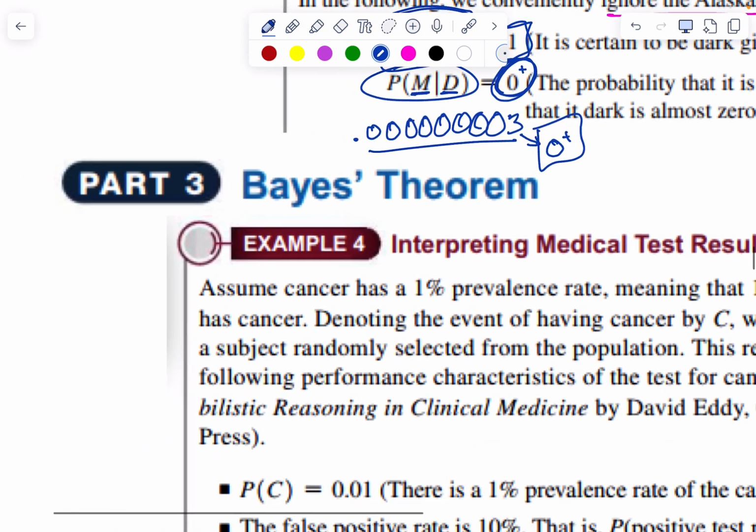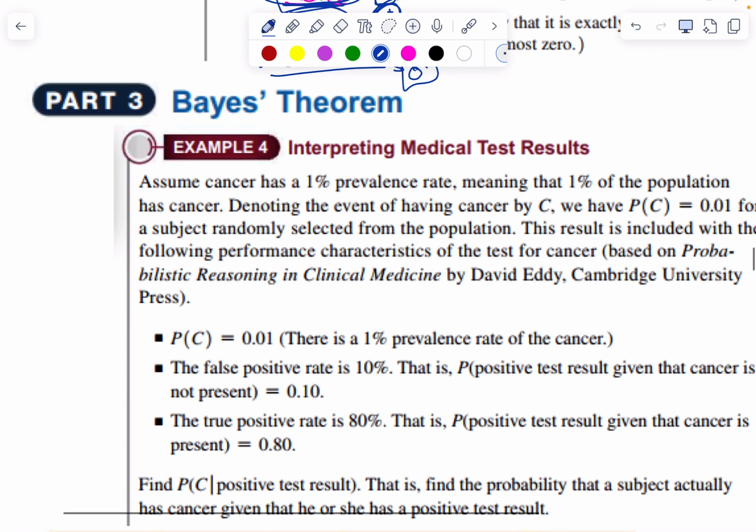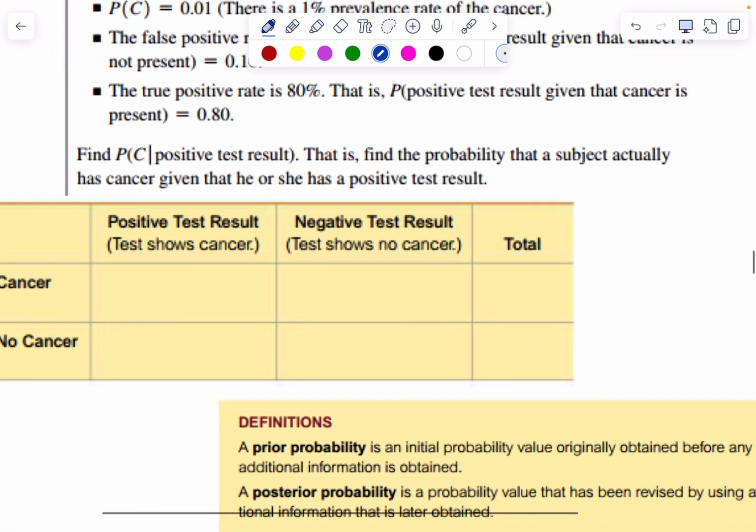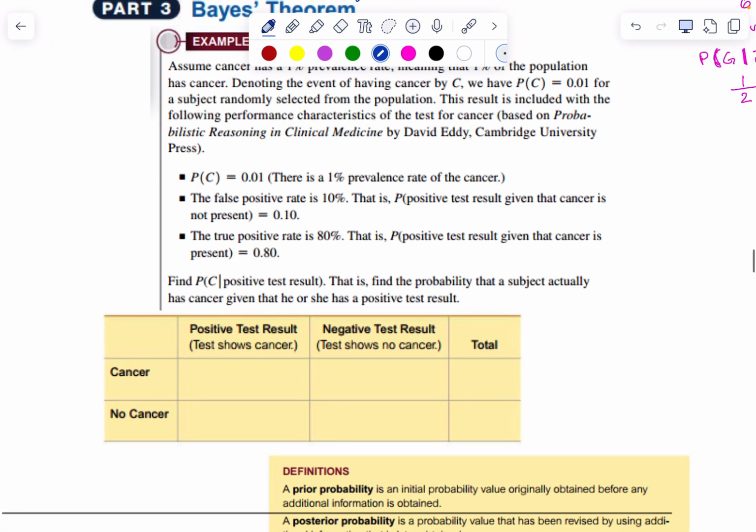All right. Number 3 is something called Bayes' theorem. Let's see what we've got going on here. All right, we've got to fill out a contingency table. I think we did this in Algebra 2. I know we did this in Algebra 2. We talked about the rate of cancer versus not cancer and testing positive for cancer, testing negative for cancer.